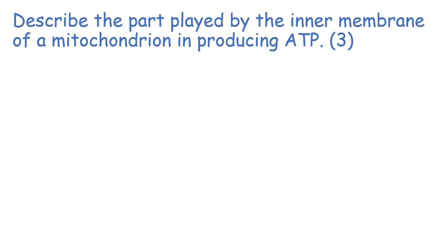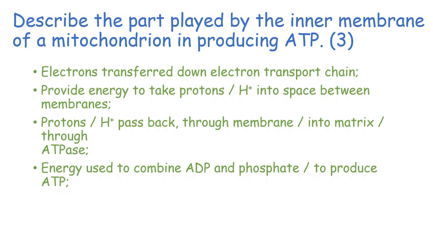Describe the part played by the inner membrane of a mitochondrion in producing ATP. Electrons are transferred down the electron transport chain. This provides energy to take protons or H+ into the space between the membranes. Protons or H+ pass back through the membrane into the matrix through ATPase, and the energy is used to combine ADP and phosphate to produce ATP.